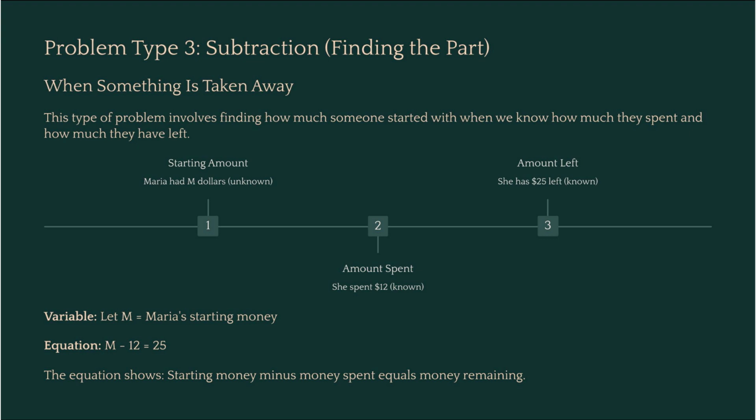Here's a subtraction problem where we have to isolate the variable. Maria had $M. After spending $12, she had $25 left. How much did she start with? Her starting money minus what she spent equals what she had left. M minus 12 equals 25.